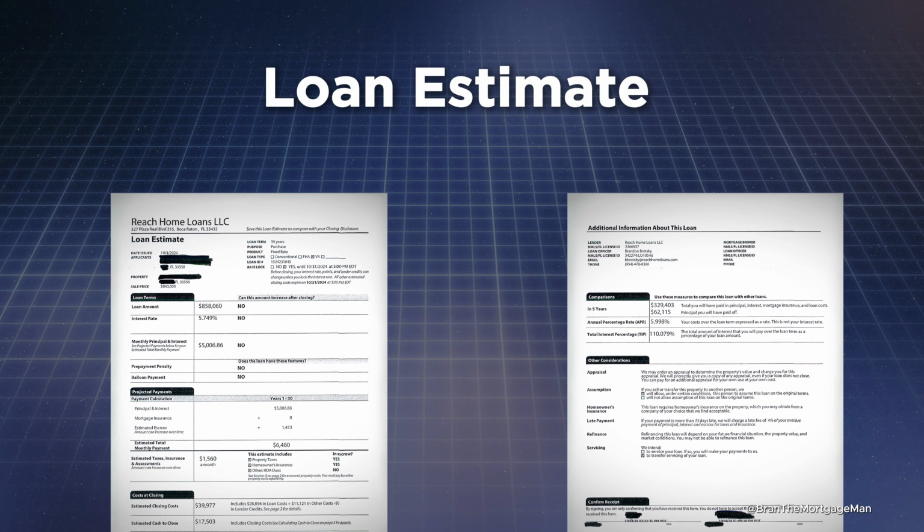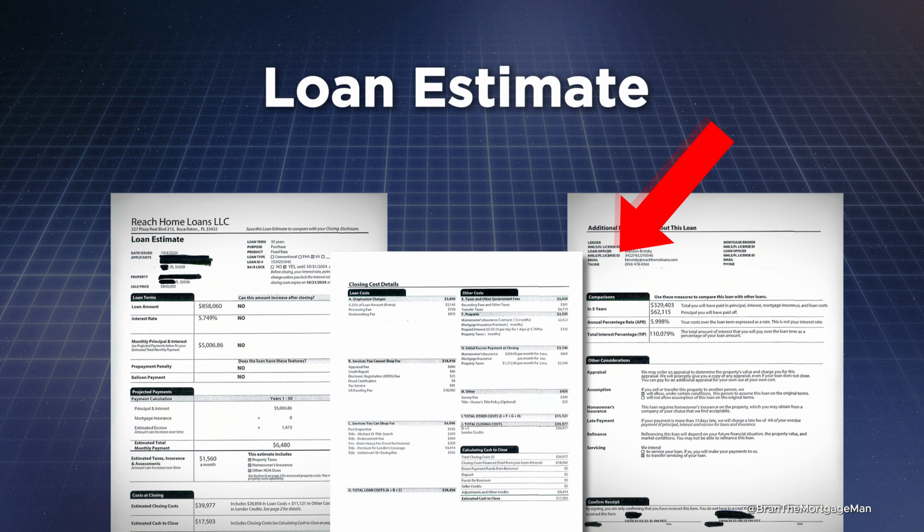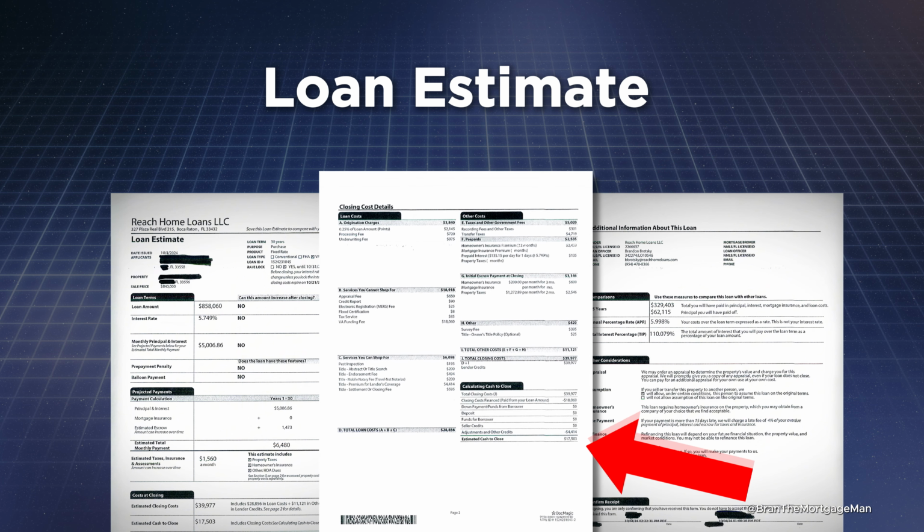This document is the loan estimate, which shows you all of the details of your new mortgage, including an itemized breakdown of the costs associated with your home purchase. The problem with the loan estimate is that it's 3 pages full of numbers and can easily be information overload. So where do you begin?